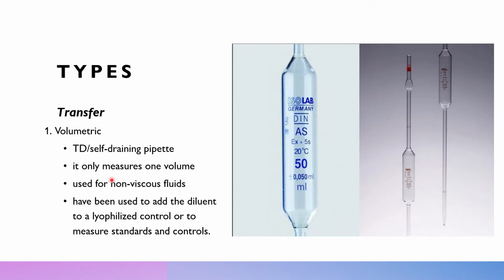Usually, volumetric type of pipettes have been used to add the diluent to a lyophilized control or to measure standards and control. So this is a volumetric type of pipette.